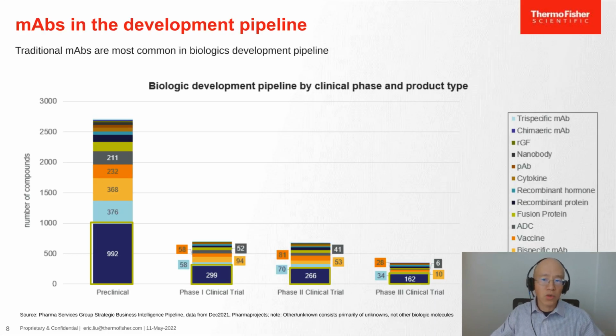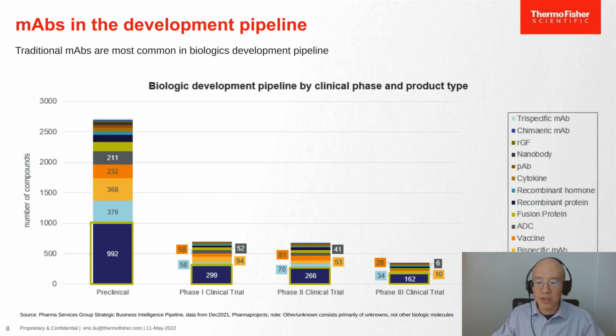A 2022 Thermo Fisher analysis of Pharma Intelligence's Pharma Project Day 2021 database, which represents the global drug development and research pipeline, indicates mAbs as the most common modality in the overarching biologic segment when compared to a host of other biologic molecule types. In the preclinical phase, shown in the bottom left blue section, nearly 1,000 monoclonal antibodies comprise almost 40% of the potential biologics in development.